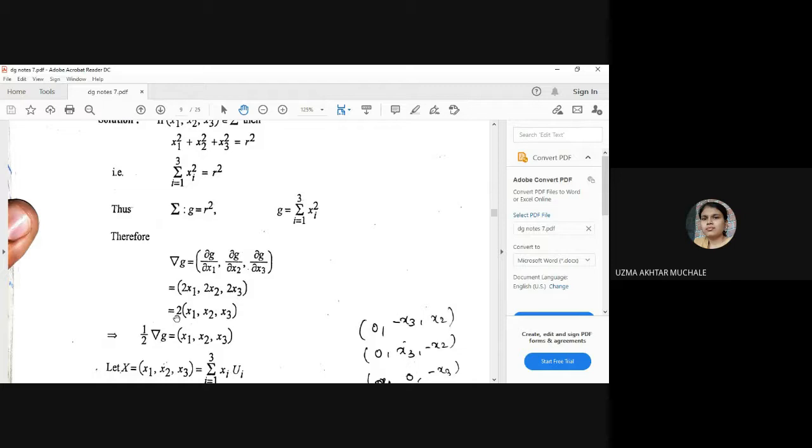Now if you take 2 common, we can have del g by 2. We have proved in the last lecture that del g is a normal vector field, so del g by 2 will also be a normal vector field. Correct? What we have got for del g by 2 is x1, x2, x3, or in another way, x, y, z.